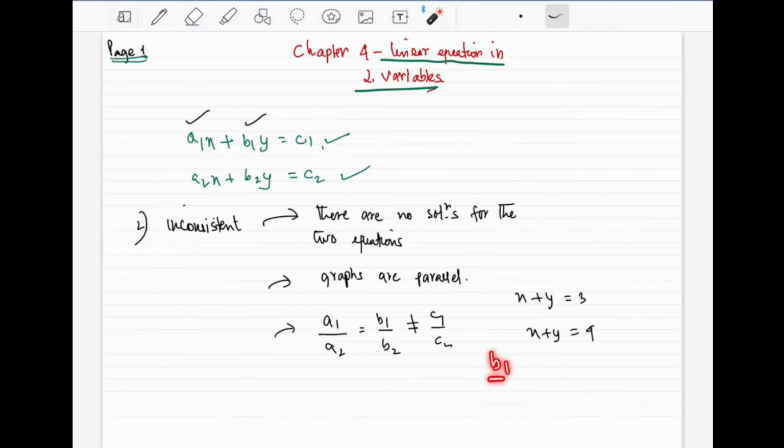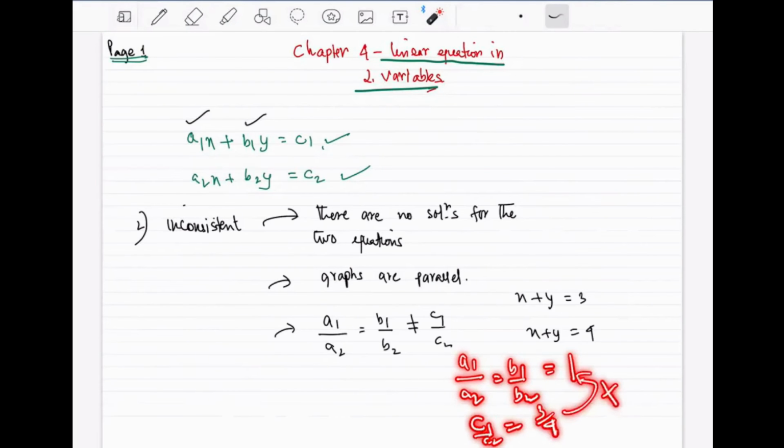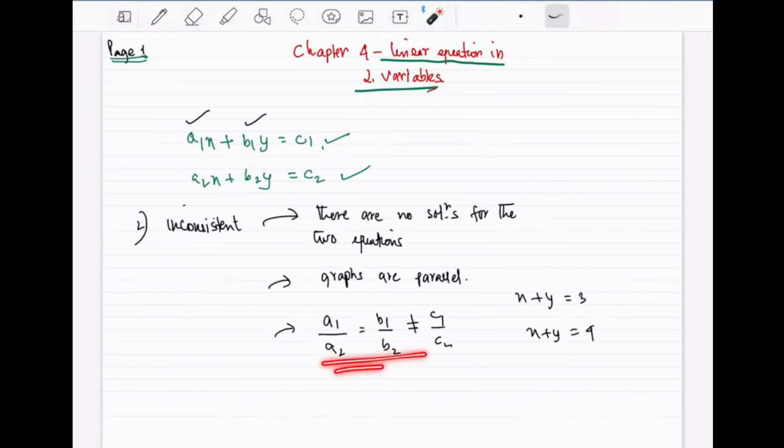What about b1 by b2? b1 by b2 is also 1 by 1, right? The coefficients of y are the same. So we have the condition a1 by a2 is equal to b1 by b2. Both of them are equal to 1. What about c1 by c2? c1 by c2 is 3 by 4, which is not equal to 1, right? So if this condition is satisfied, if I draw the graph of these two equations, then we are going to get two parallel lines. They will never intersect.